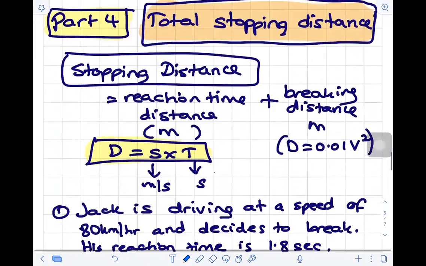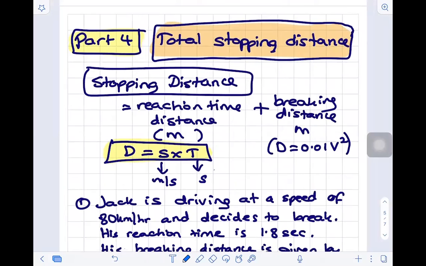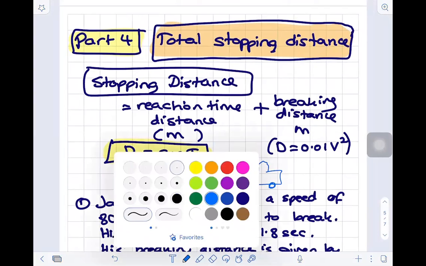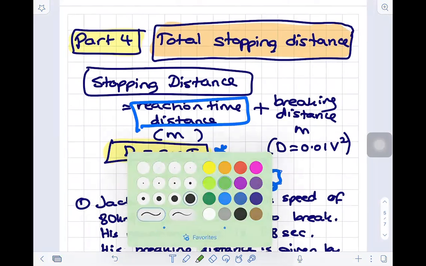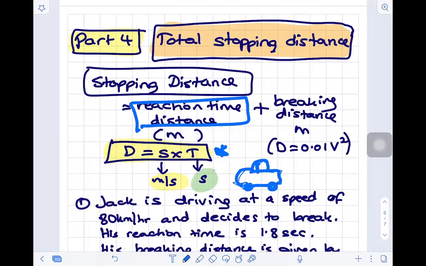Okay, so the total stopping distance in your car is made up of two things. It's made up of how long it takes you to actually put your foot on the brake. That is called your reaction time distance. And that's where you do speed in meters per second, and then you do the time you've already got. So it's speed times time. That's using the formula for distance.